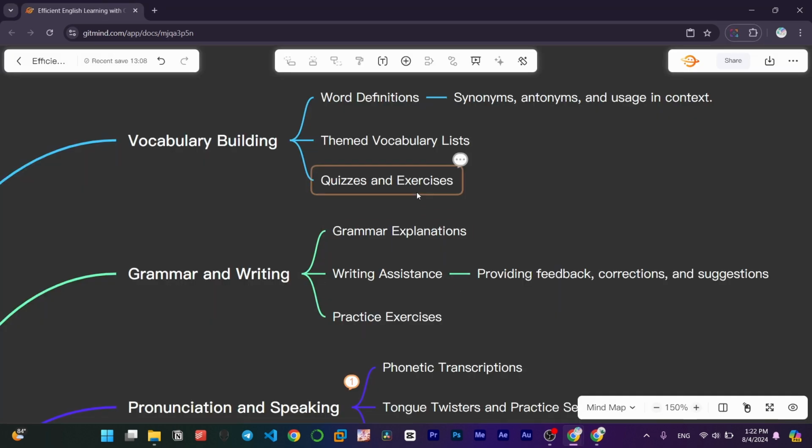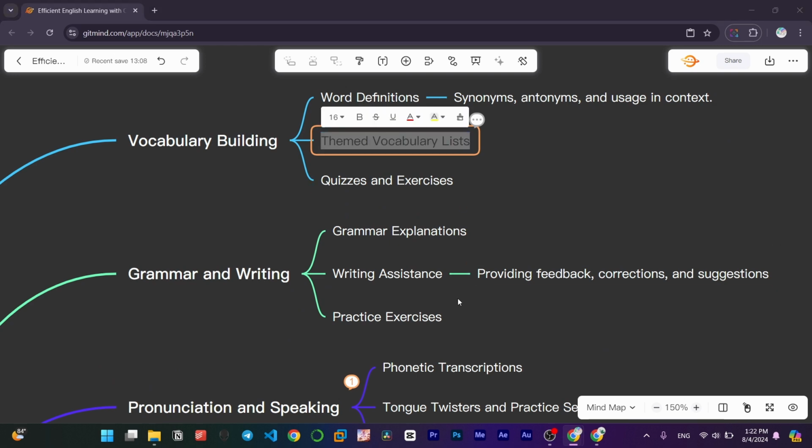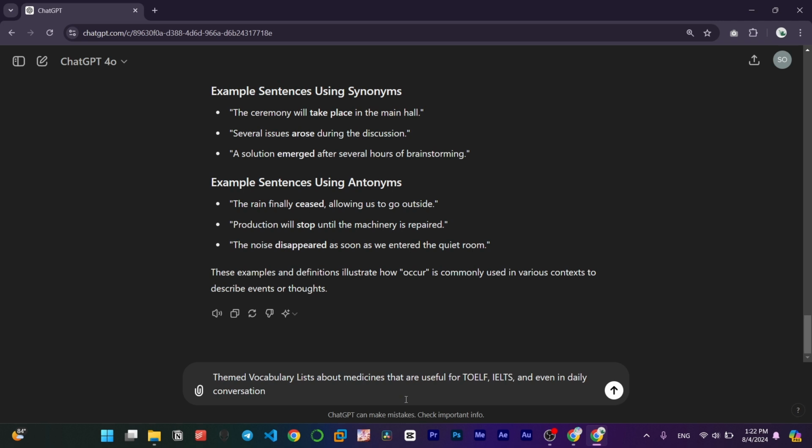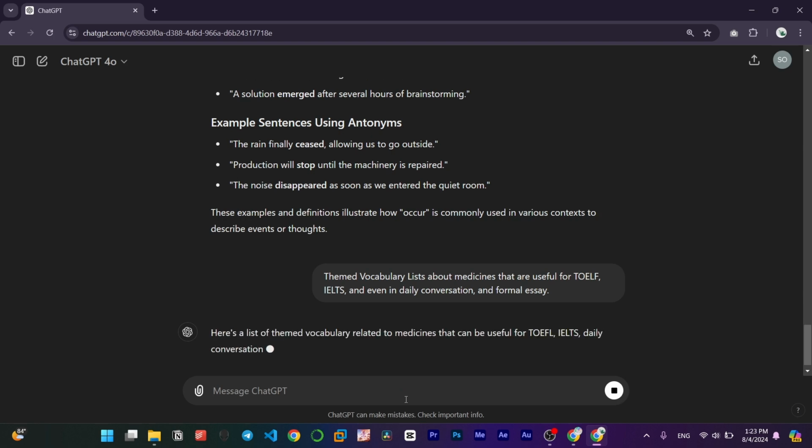Okay, so don't worry. For instance, I will show you some more examples from my experience that are very helpful for you. So another part is about theme vocabulary. For instance, about, I don't know, medicines, that are useful for TOEFL, for IELTS, and even in daily conversation and essays and formal essays. Let us see what will happen.